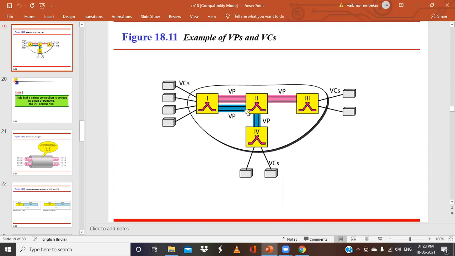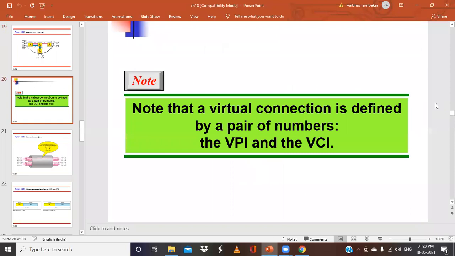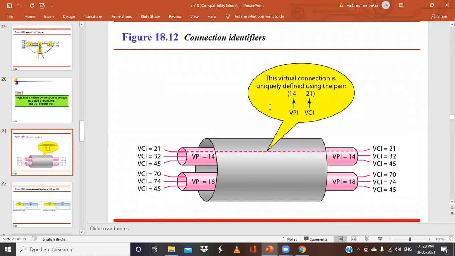So this is how the cells will be transmitted. Are we clear with this, everyone? Yes, sir. Okay. So now, we have to remember that the virtual connection is defined by a pair of numbers that we call the VPI and VCI. So this is one simple example.